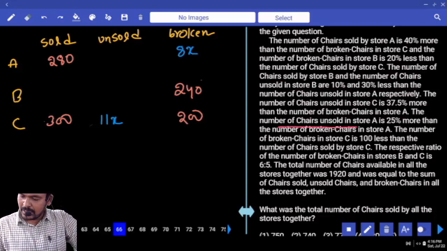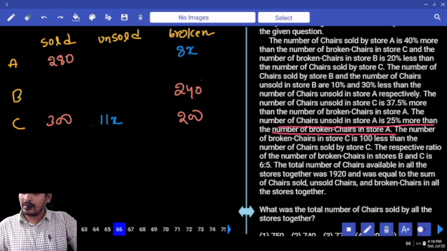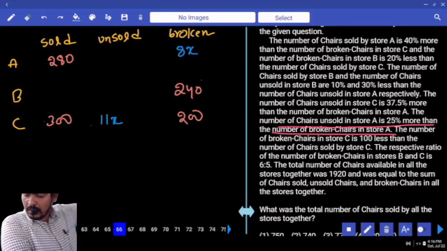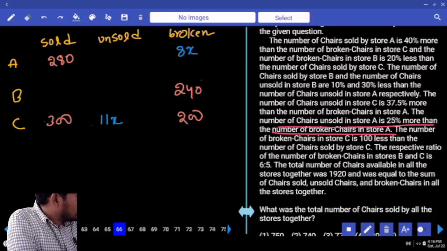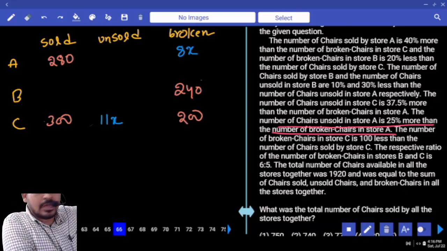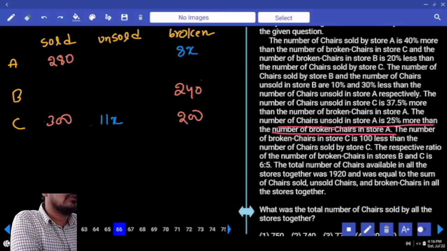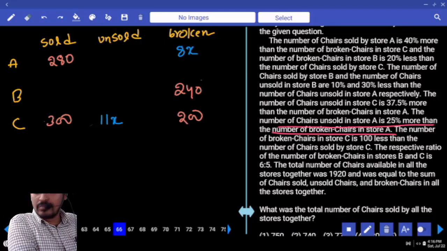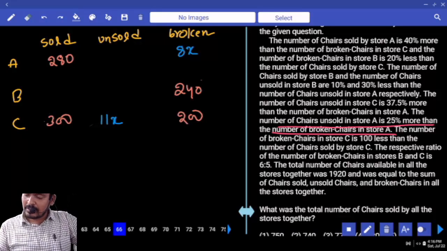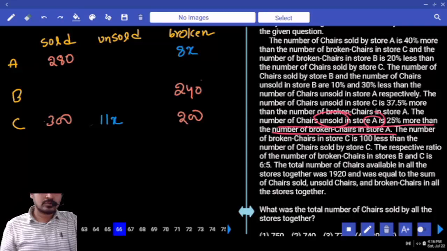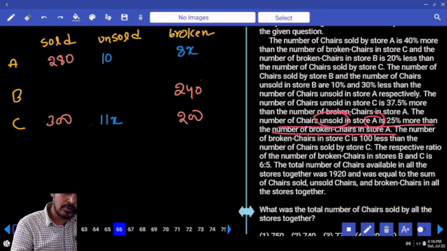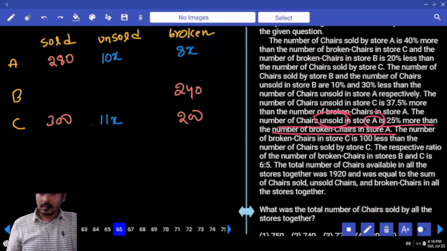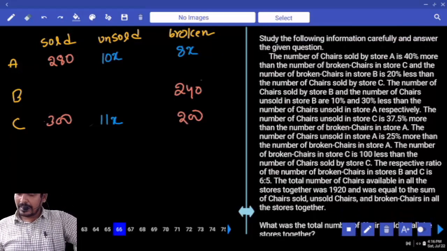Next, what is the next line given? The number of chairs unsold in store A is 25% more than the number of broken chairs in store A. What is the 25% of broken chairs of store A? What are the broken chairs of store A? 8x. 25% means 2x. 8x plus 2x is 10x. The 10x is which one? Unsold value of store A.